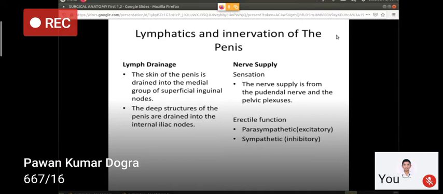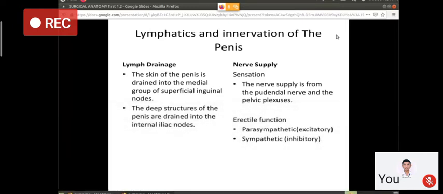Then comes the nerve supply. The sensory nerve supply is from the cranial nerve and the pelvic plexus, and the erectile function is by parasympathetic, excitatory, and sympathetic, inhibitory. These are the two nerve supplies for erectile function: sympathetic, inhibitory; parasympathetic, excitatory.